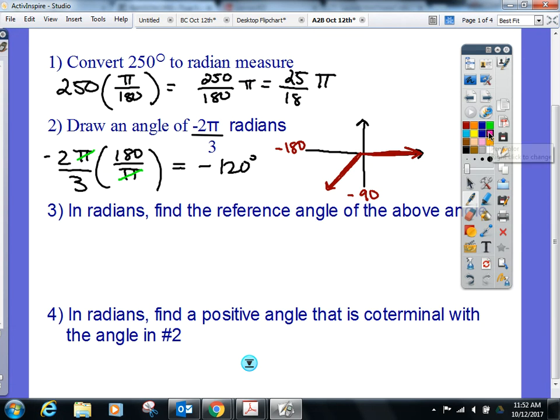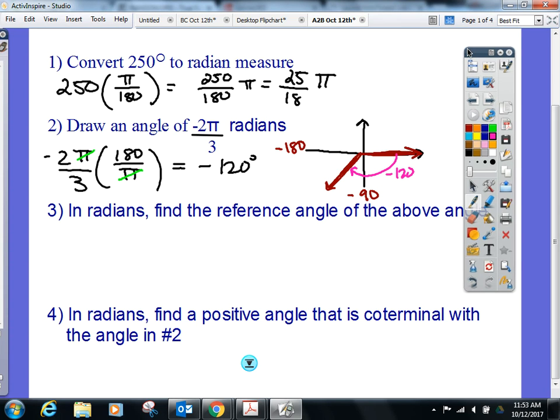Which way should my rotation arrow go? Clockwise? What is that? Charades? Clockwise or counterclockwise? Clockwise, yes. Nice job. So there's negative 120. Anybody issues yet? Looking good?